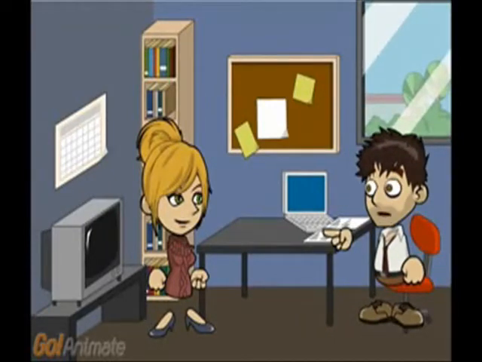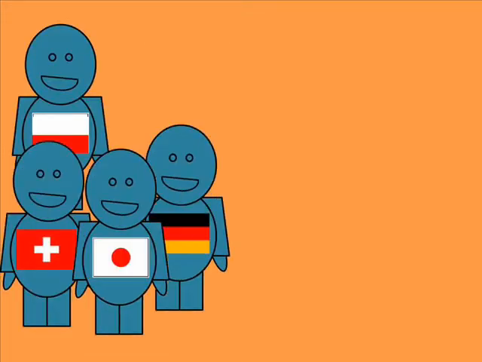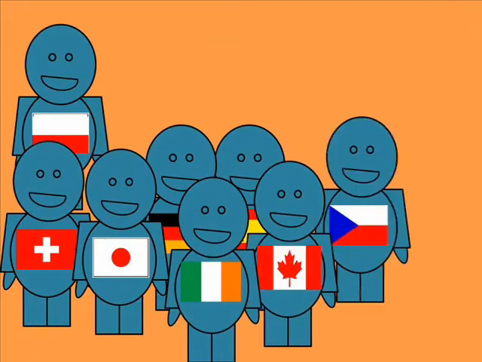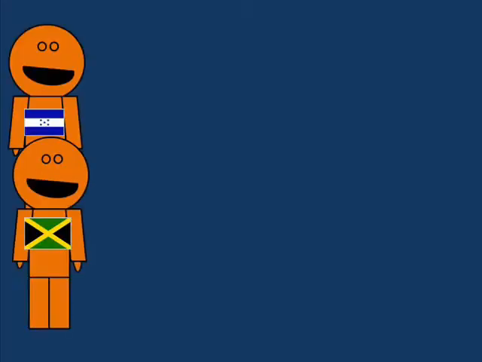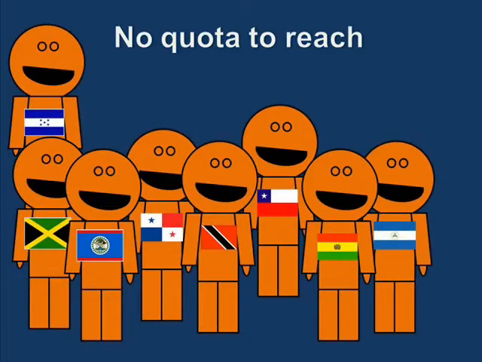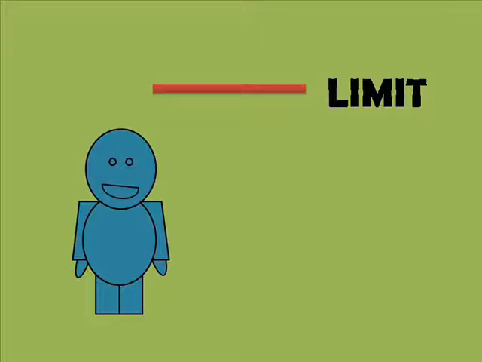Take a look at this video. It explains what the targets of the protocol are. The industrialized countries of Annex I must reduce their total emissions since 1990 by at least 5%. However, developing countries or non-Annex I countries have no limits applied to them.